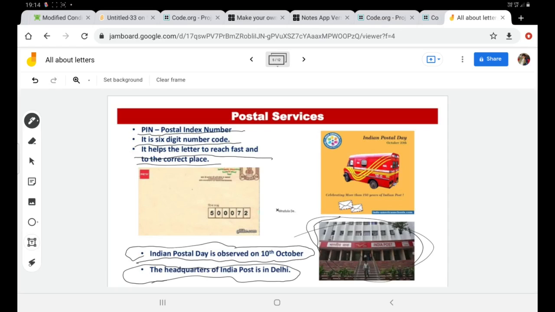So it is very big. You were thinking that every shop is big, but no, they are very small shops. You know, like in Hyderabad and in Chennai, if you go to the India Post shop, it will be a little small. It will be small, but this is a very big building. That is why it is called the headquarters of India Post. It is in Delhi, and we celebrate and observe Indian Postal Day there.